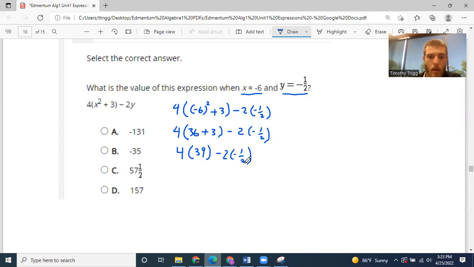Okay. Then we need to multiply these together. So 4 times 39 is 156. Then a negative times a negative, that makes positive. What's 2 times 1/2? Well, what's half of 2? Well, that's just 1. Okay, so 156 plus 1 gives us 157.